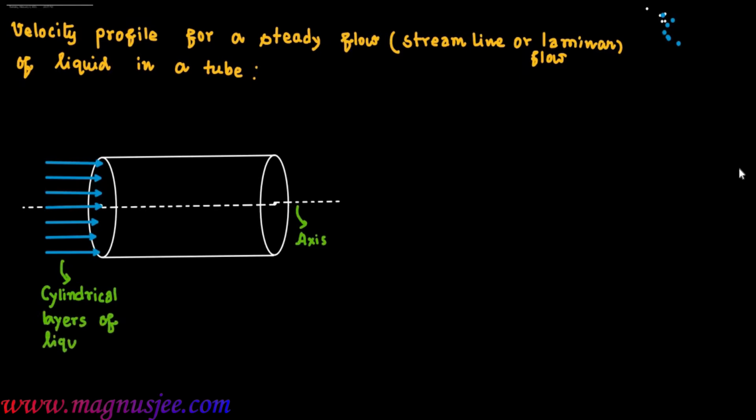These are cylindrical layers of liquid having velocities of the same magnitude when liquid enters into the horizontal tube. And this is the initial diagram, or diagram at the initial instant.